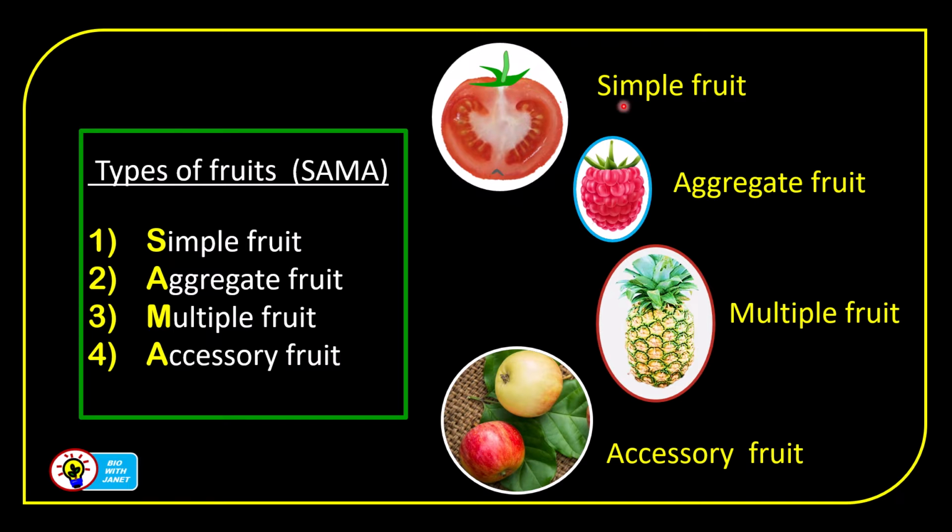For example, the tomato can be regarded as a simple fruit. The raspberry is an aggregate fruit. Pineapple is a multiple fruit, and the apple and also the cashew nut fruit is an accessory fruit. Let's find out how to classify these types of fruits.